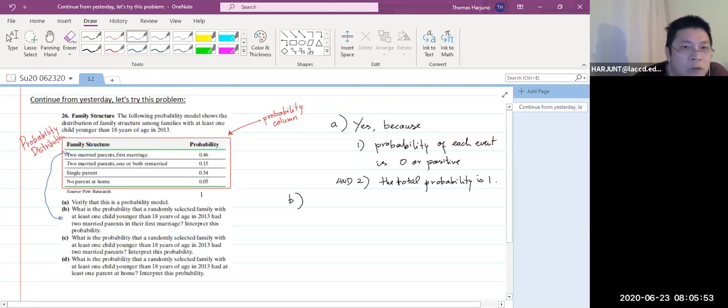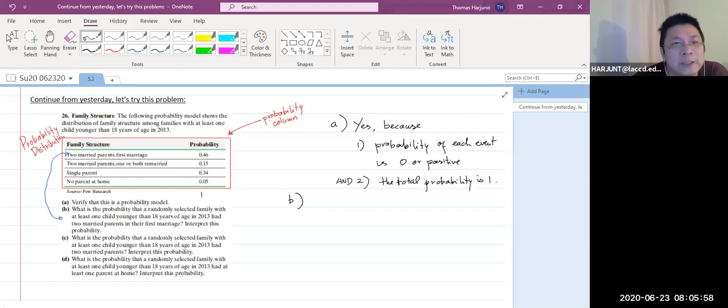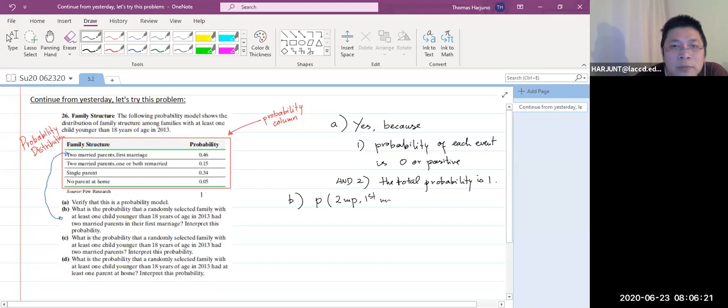Okay, the wording is confusing. I'm sorry. That's part of the learning process. We want to apply this to our real life, right? So we need to be able to, of course, read, understand the context, and then apply what we learn. So the probability of getting 2 married parents in the first marriage is 0.46.